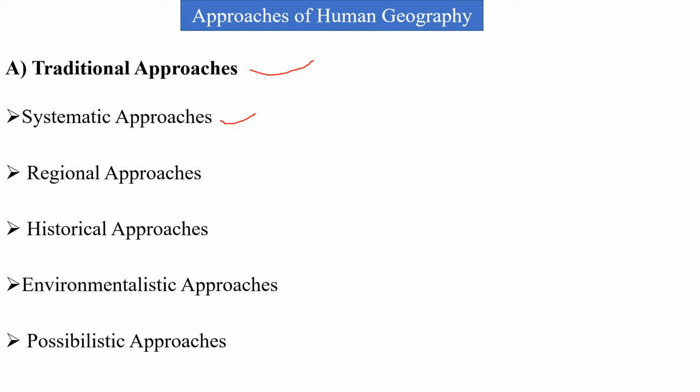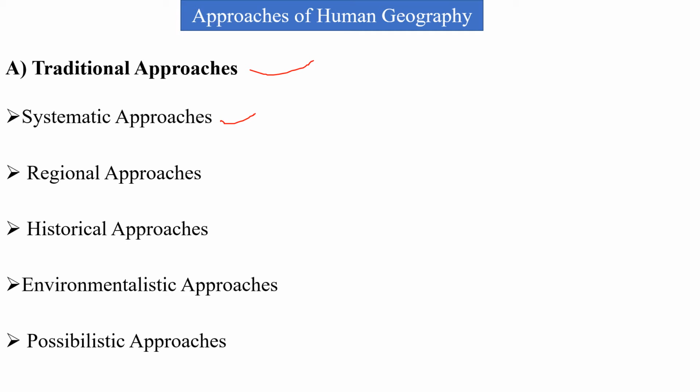In the systematic approach, any geographical phenomenon is studied systematically. We can take one example of the systematic approach: the study of earthquakes is part of physical geography, and similarly in human geography we can take the example of the systematic study of the population growth of any city.